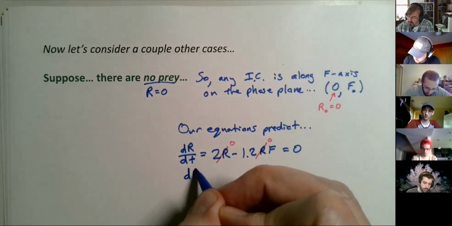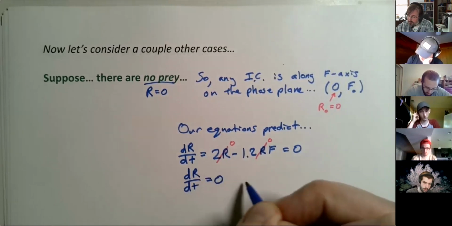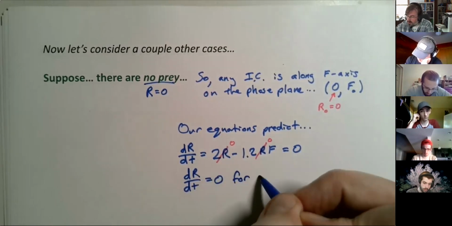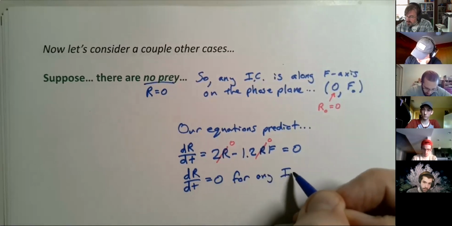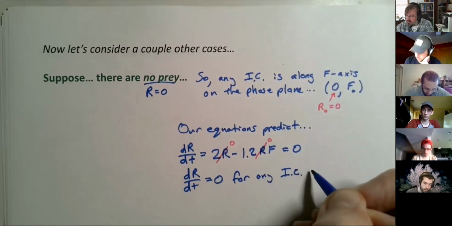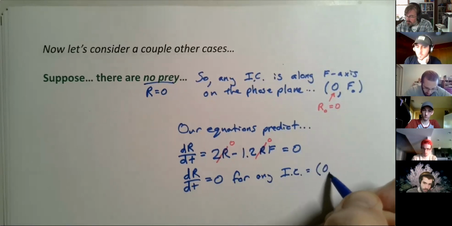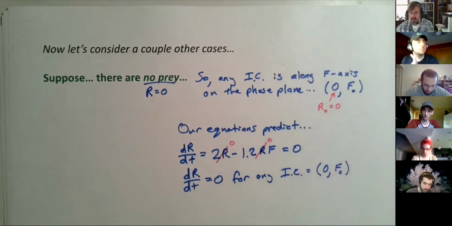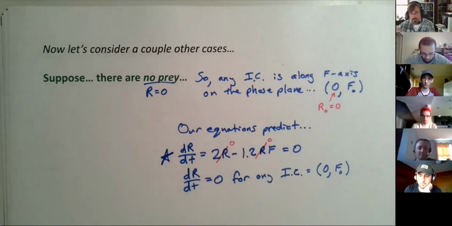So dr dt equals 0 for any initial condition, that is the equivalent of 0, comma, some initial fox population. That just goes without saying. So our dr dt was easy.